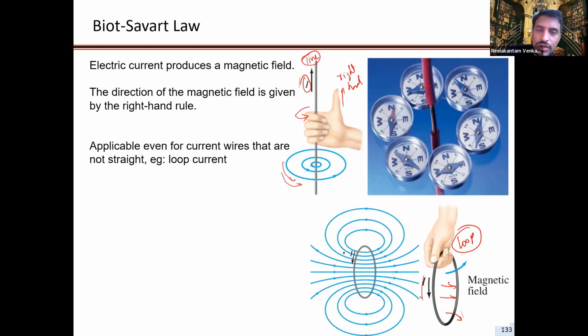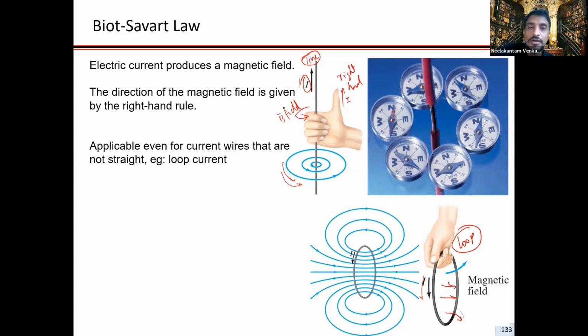So to keep it simple, another way of viewing this is, when you have a loop current, take your right hand fingers, use the fingers in the direction of the loop, where the currents are flowing. Then your thumb gives the direction of the magnetic field, which is quite counter to this one, but analogous, because here the thumb is the current and the fingers are the field. This is I and this is B.